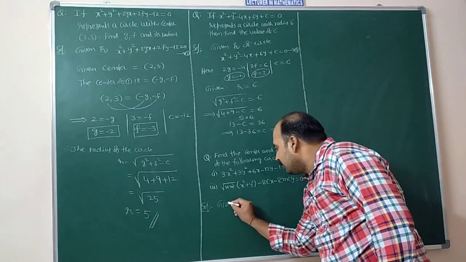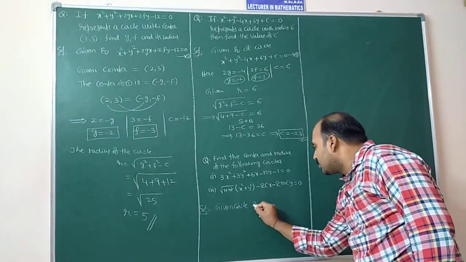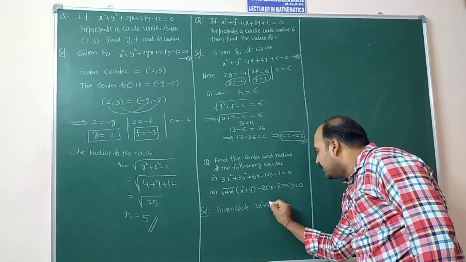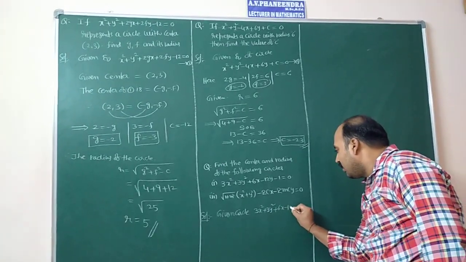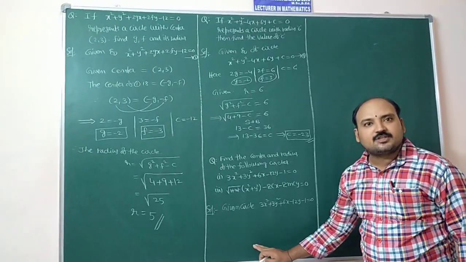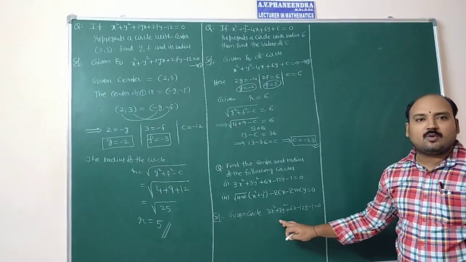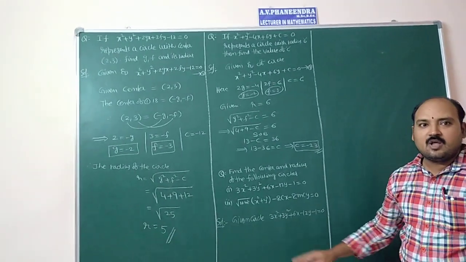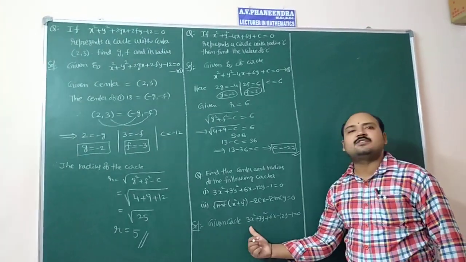Given circle: 3x² + 3y² + 6x − 12y − 1 = 0. It is not in the general form. The coefficients of x² and y² are equal, so it is a circle equation, but to represent it in the general form, we divide throughout by this value 3.